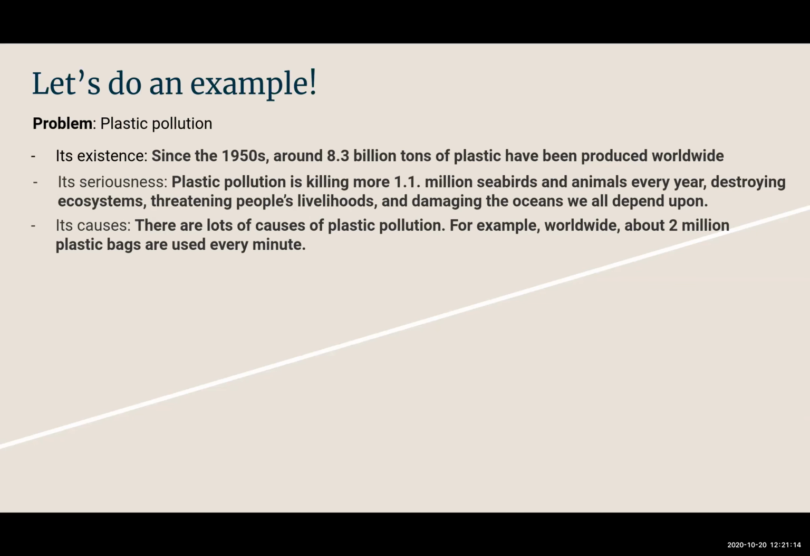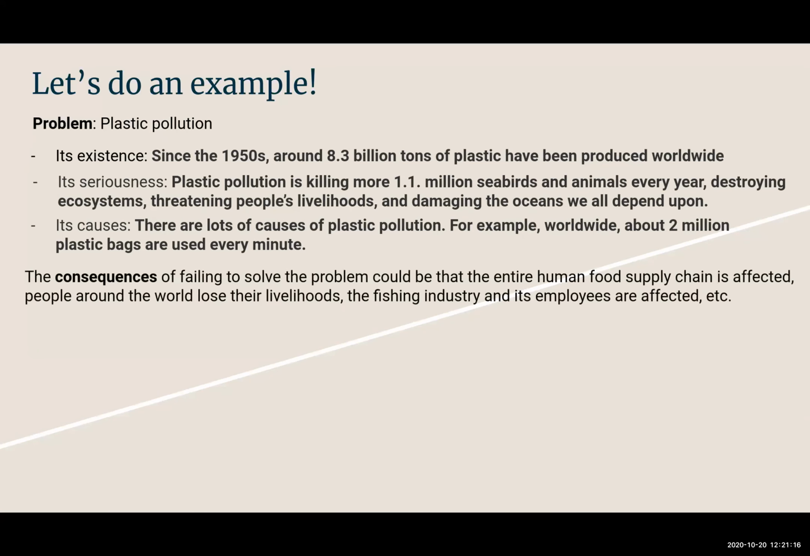And then if you remember from the last slide, the next section we have to talk about is the consequences. So how will society be affected if we do not solve this problem immediately? And I wrote, the consequences of failing to solve the problem could be that the entire human food supply chain is affected. People around the world lose their livelihoods, the fishing industry and its employees are affected, etc. So you would want to get very specific about what the consequences of your specific issue are.